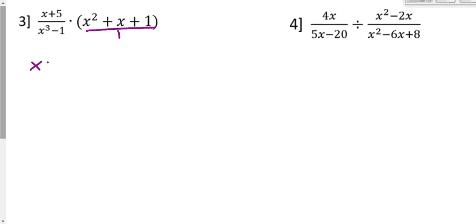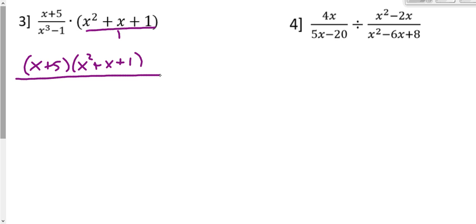So we have x plus 5, and x squared plus x plus 1 does not factor. And then in our first denominator, we have x cubed minus 1. That's a difference of cubes. And we have a formula for factoring a difference of cubes, and that factors into x minus 1 times x squared plus x plus 1.